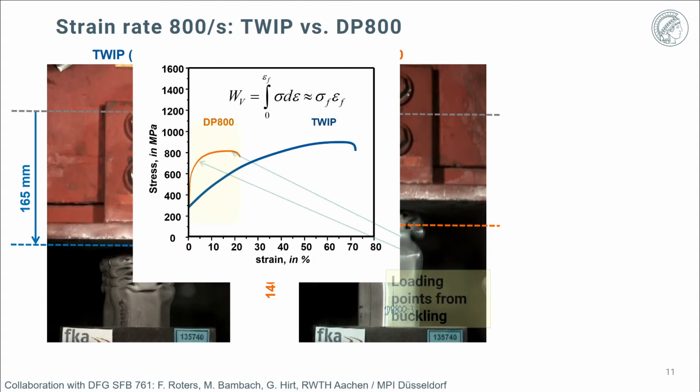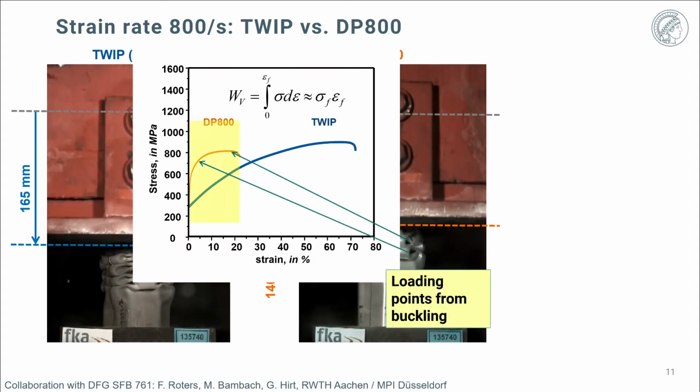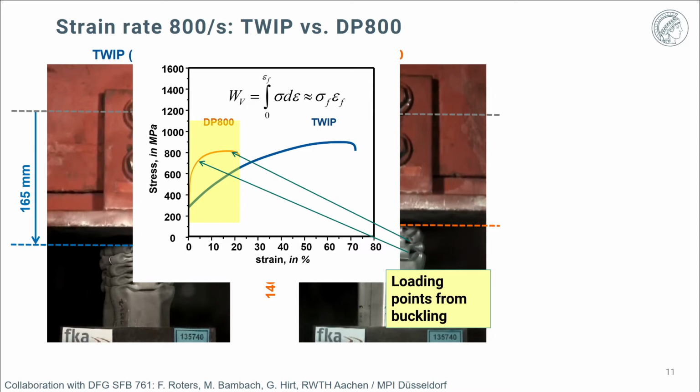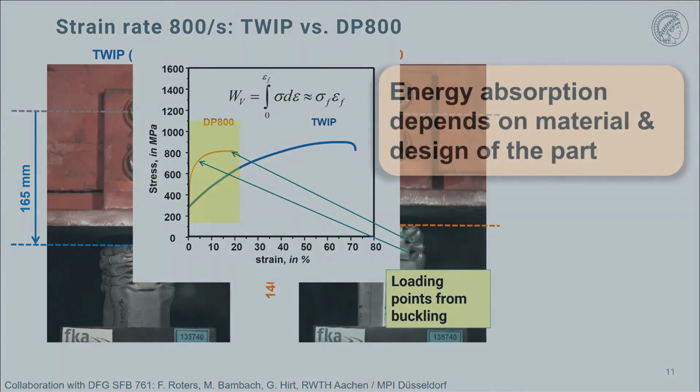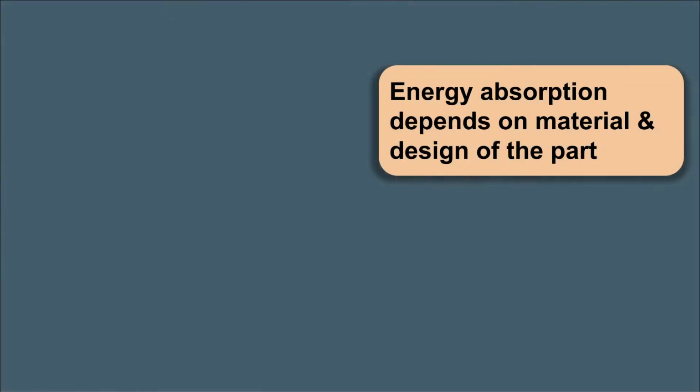The reason for this response becomes clear when you realize that in such a crash box application, only really the maximum loading points at these buckling areas are really loaded. And that means that you have only a very small area of the overall ductility shown here in the stress-strain diagram that you really use. That means the fact that the TWIP steel has such high elongation is not really exploited in such a type of application.